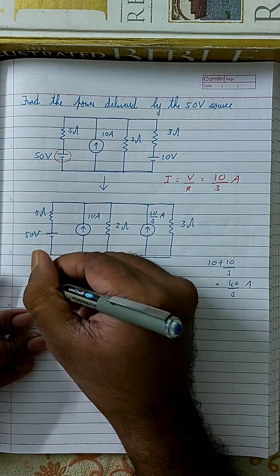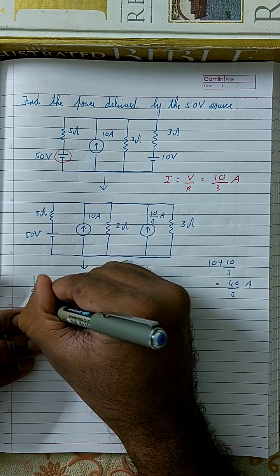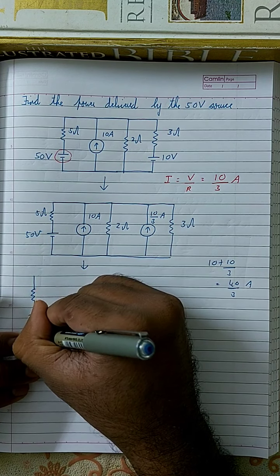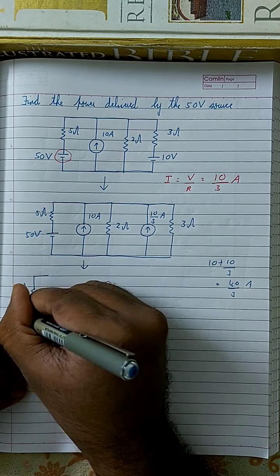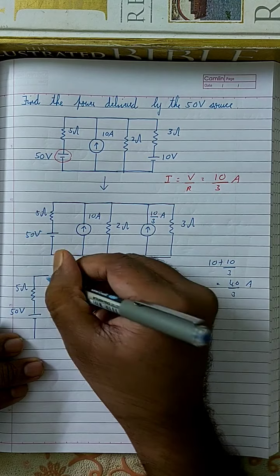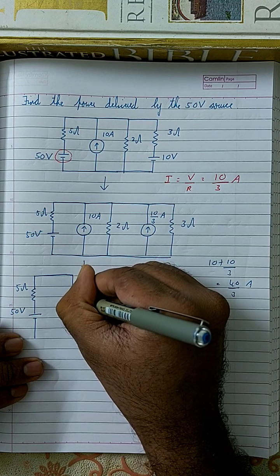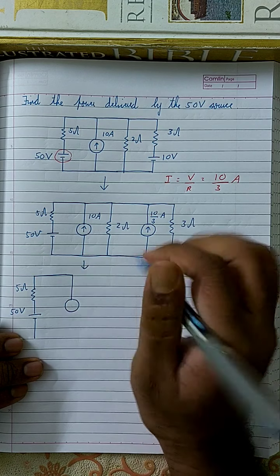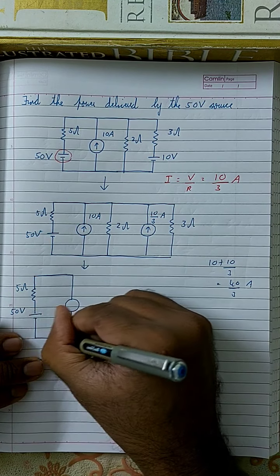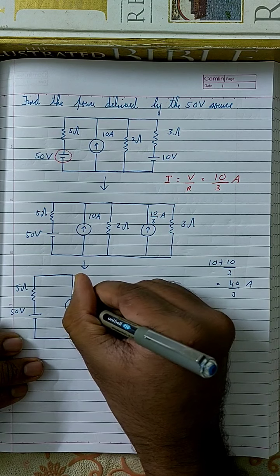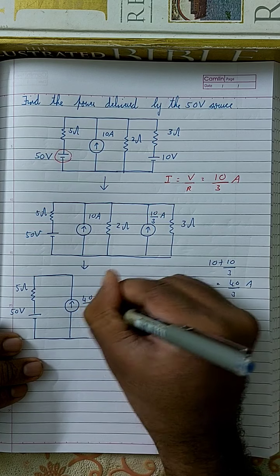Let me draw that. So now my new circuit will be a resistor with a voltage source, and then you will have this 5 ohm, this 50 volt, and this current source, after combining the two current sources, it will become like this, right? Both of them in the same direction, that's why I added. So this current source is 40 by 3 amperes.